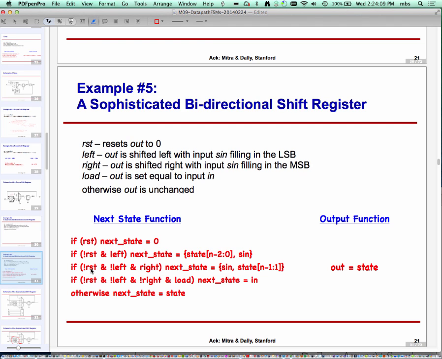If, on the other hand, reset is 0 and left is 0 but right is high, then I go the other way. Next state is equal to SIN in the MSB, and the lower n-1 bits are equal to the upper n-1 bits of the state register. So I'm shifting right. Another case is if reset is 0 and left is 0 and right is 0 but load is high, then next state is equal to in. So I have a parallel input signal also. So my box looks like the following.